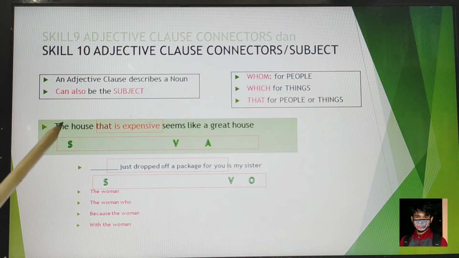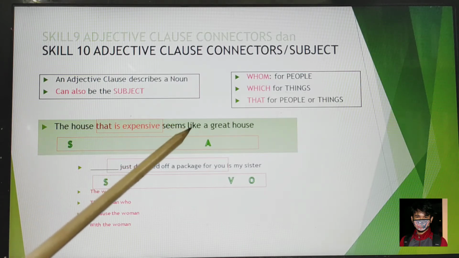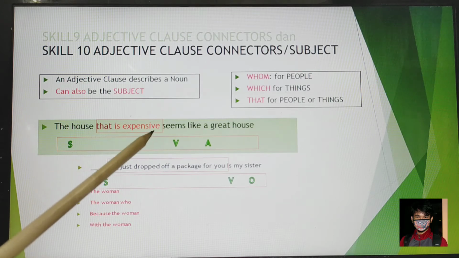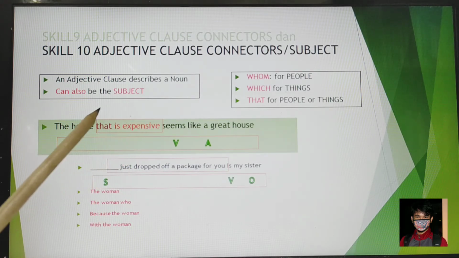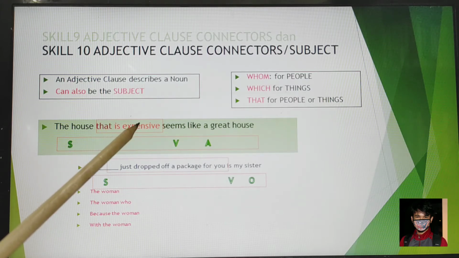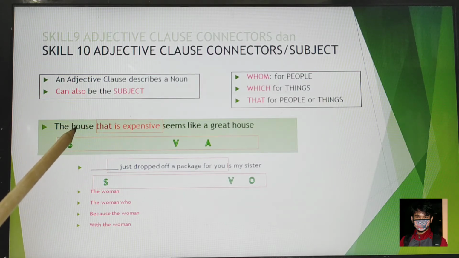We could say that the house seems like a great house, so that is expensive is identified as an adjective clause to give information that describes the noun itself. So what is the noun? The noun is the house. Okay, so that's the point.